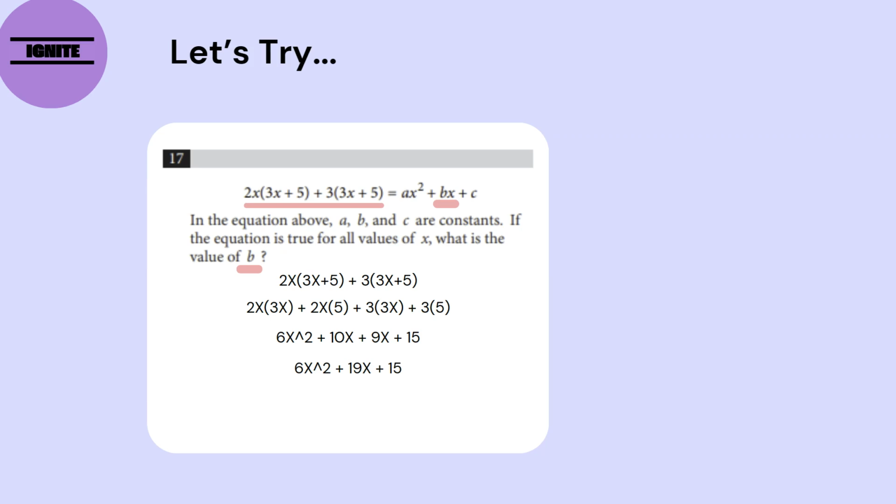Now, does this look very similar to what we had before? The ax squared plus bx plus c. 19x directly correlates to bx. So we can say that b equals 19. Now, how about you guys try answering one of these questions on your own?